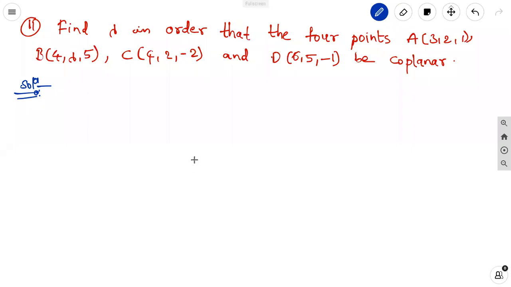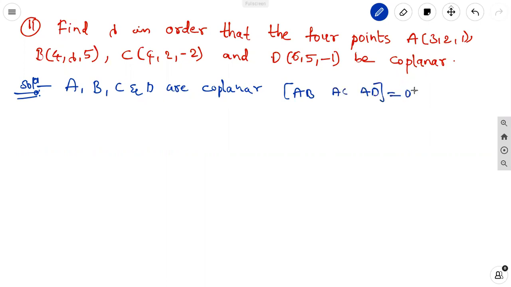11th problem: find lambda in order that the 4 points A, B, C and D be coplanar. What is the relation of the coplanar? If A, B, C and D are coplanar, then the volume of AB, AC, AD is equal to 0.